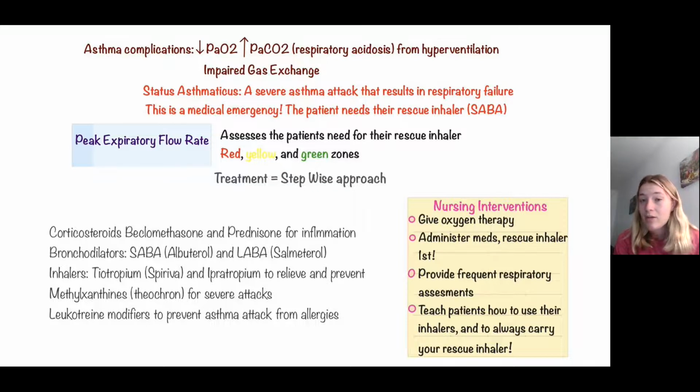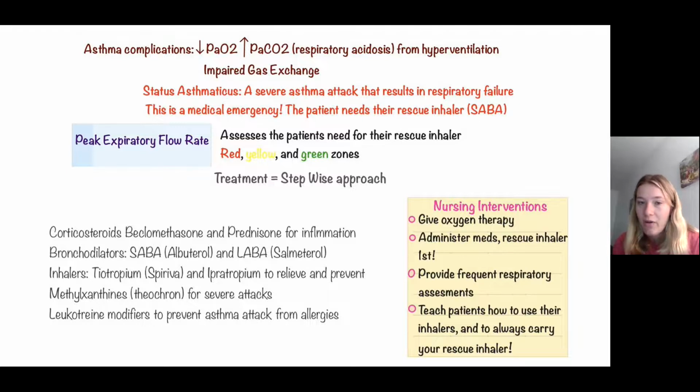What are we going to do? Give them their SABA, their short-acting beta agonist. How we're going to monitor our patient's progression, etc., or if they need their SABA, is with our peak expiratory flow rate. Basically, this patient blows into the PEFR, and depending on if it's a red, yellow, or green zone, this is going to let us know what med they need. So I also included some medications. So just kind of review some medications we would give them, but always give them their SABA first.